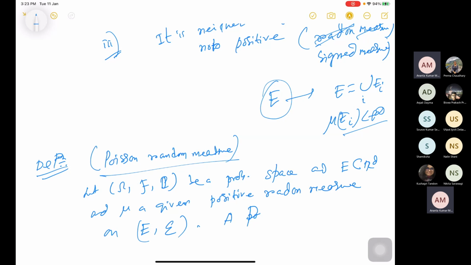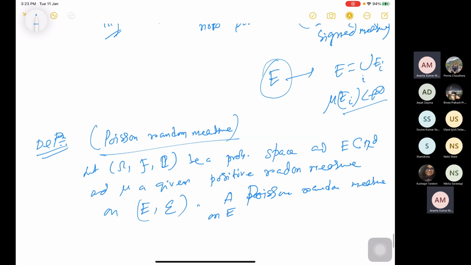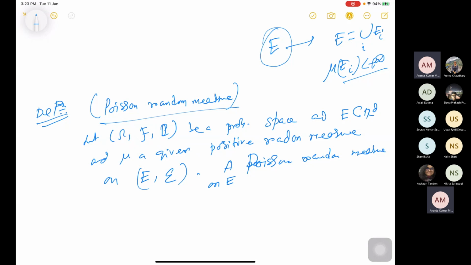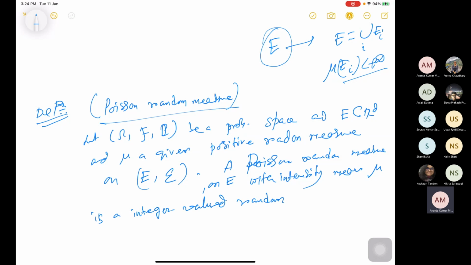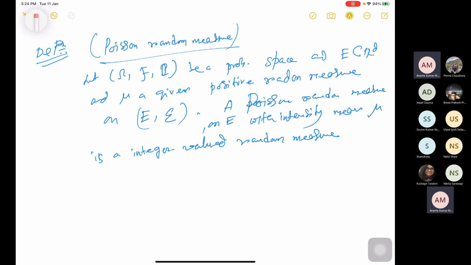So a Poisson random measure on E. In particular, previously this E is nothing but my [0, ∞) or R plus. Now I am extending it to the generalized case with intensity measure μ. So it is an integer valued random measure, because there also we have seen that it is integer valued because it is positive and so on.